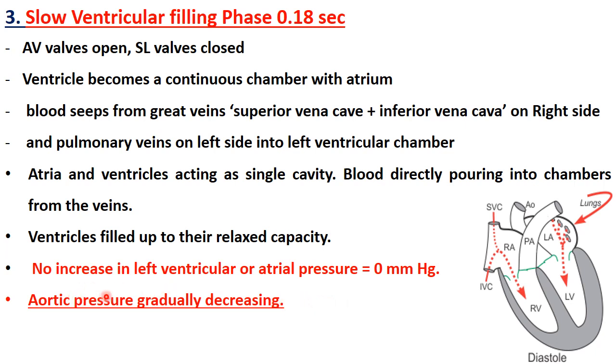And we also know that the aorta is giving blood to the whole of the body, whatever it has stored, because of its elastic capacity. Now the elastic recoil of the aorta is giving away its blood into the systemic blood vessels.